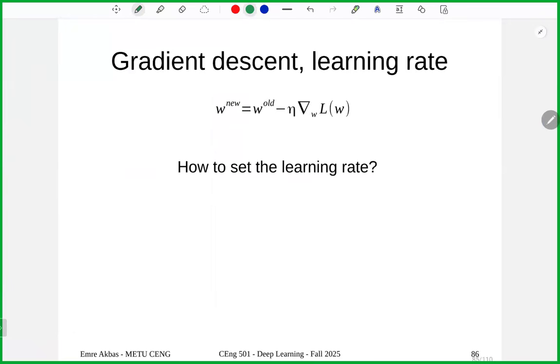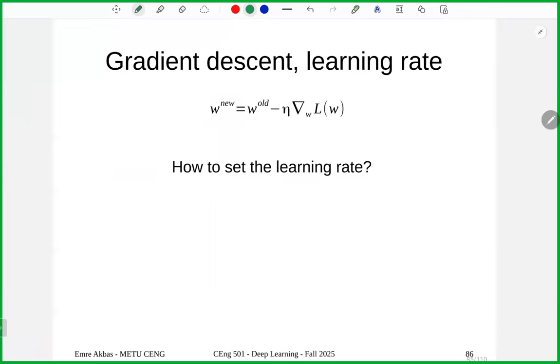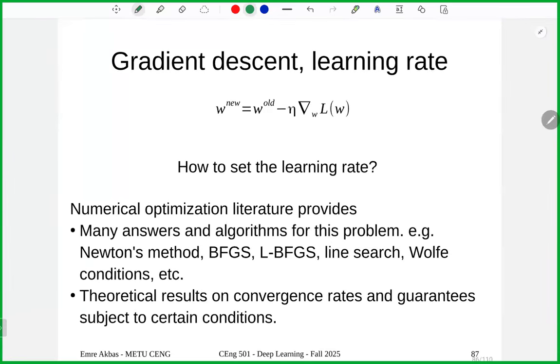Okay, gradient descent, but an important point is how to set the learning rate. What is that, the value of eta? For that, numerical optimization literature actually provides many answers and algorithms. For example, Newton's method, BFGS, limited memory BFGS, line search, Wolfe conditions, etc. These are all methods that also give you the step size, but a common quality of these methods is that they are second order. They need the Hessian matrix, the second derivative.